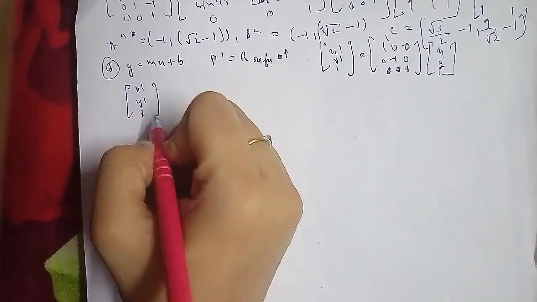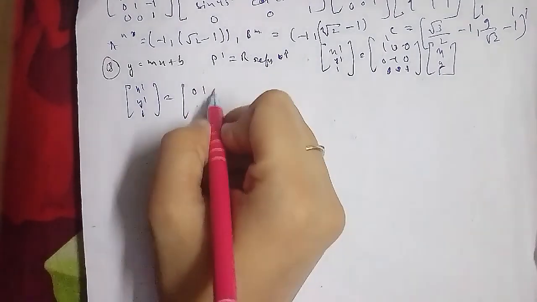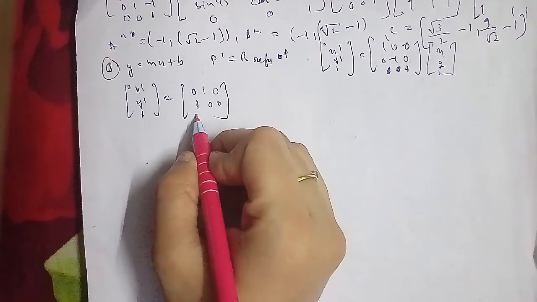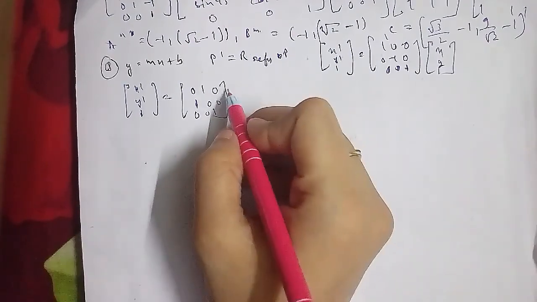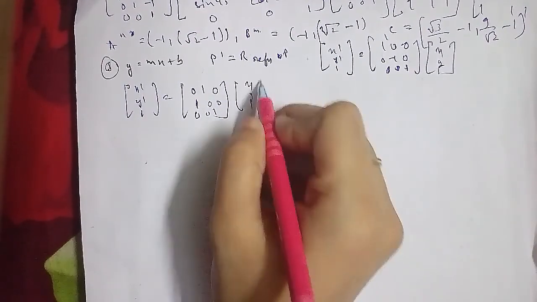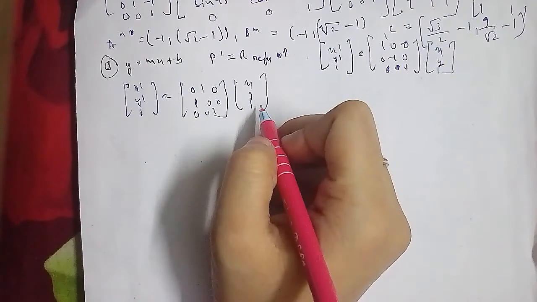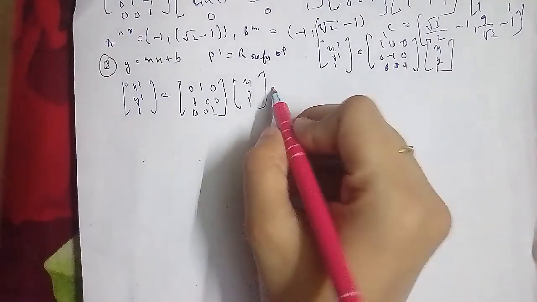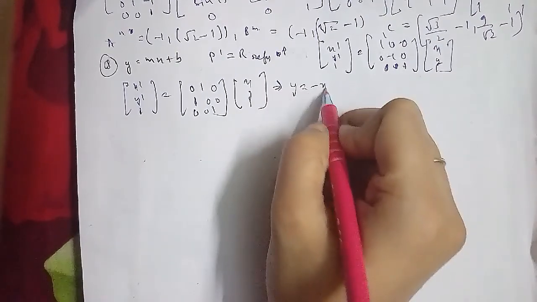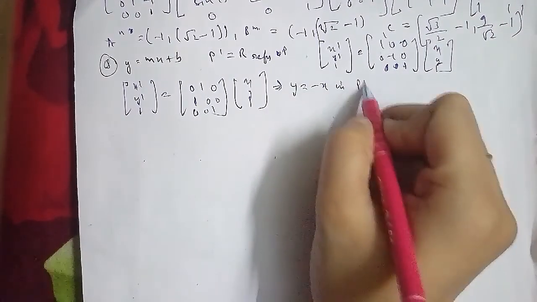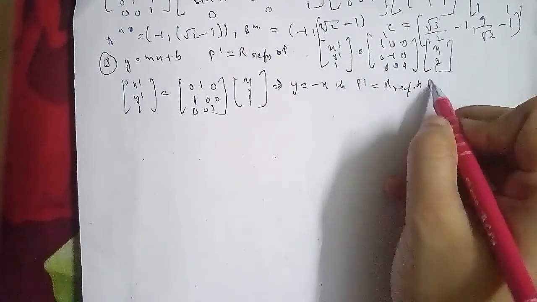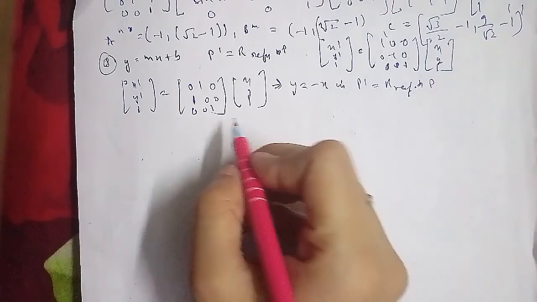Similarly, for the reflection matrix about the line y equals minus x, P dash equals R of reflection multiplied by P. For the implementation, we have x dash, y dash, 1 equals 0 minus 1 0, minus 1 0 0, 0 0 1, multiplied by x, y and 1.